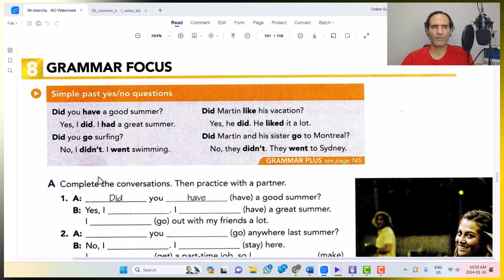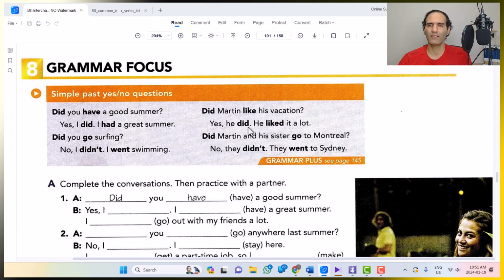Exercise 8, grammar focus, simple past, yes, no questions. By this time, I guess right now you know what the grammar is and how to use it. It says, did you have a good summer? Yes, I did. Short answer. Yes, comma, I did, period. Don't say yes, I have. Yes, I did. Then, I had a great summer. Did you go surfing? No, I didn't, period. I went swimming.